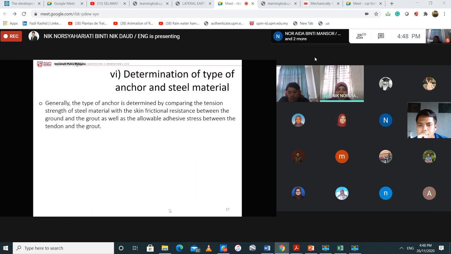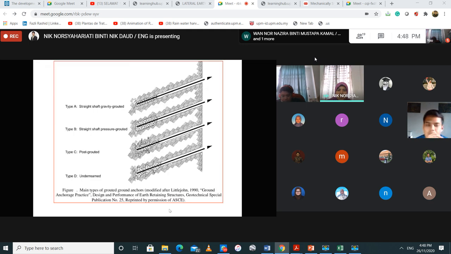So the 6 factors for the design part is determination of the type of anchors and steel material, which is the one with the unbonded length tadi. You also need to know what type of steel and so on. So that part is included in the design procedures.